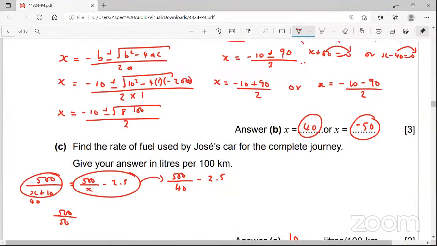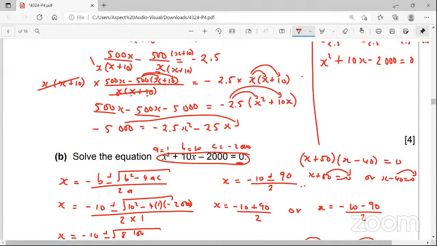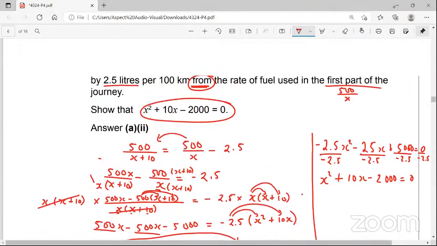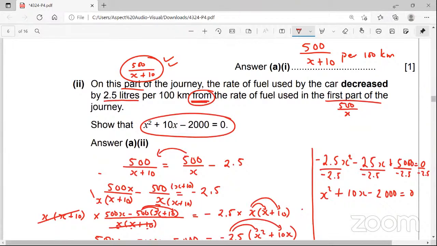So this second part of the question plays a very big role because this is the one that talks about the whole thing. It's combining both parts of the thing.